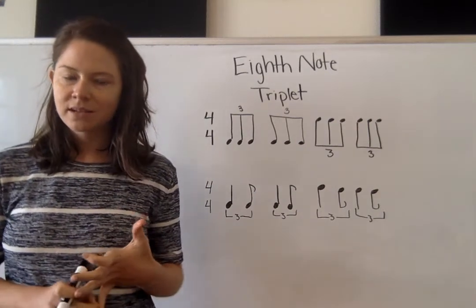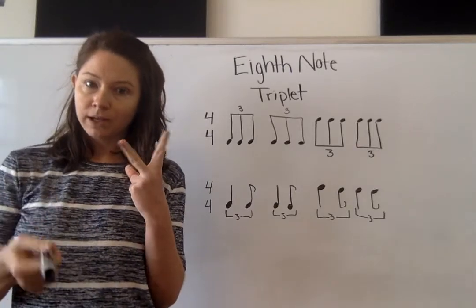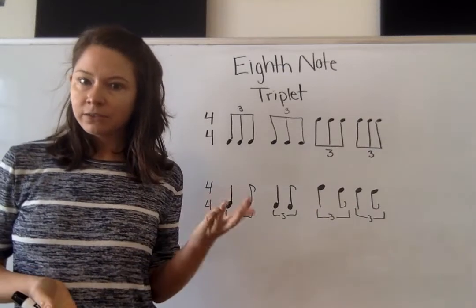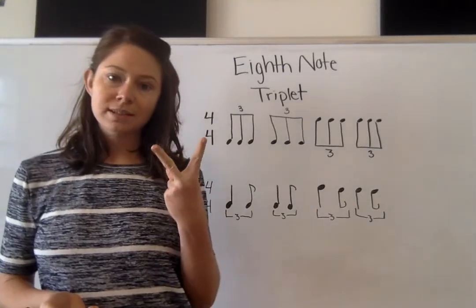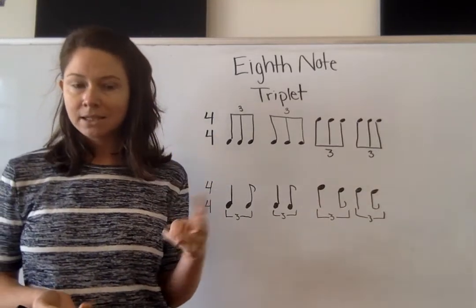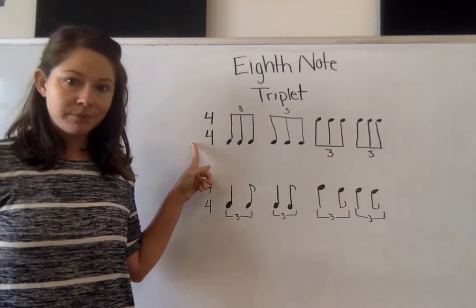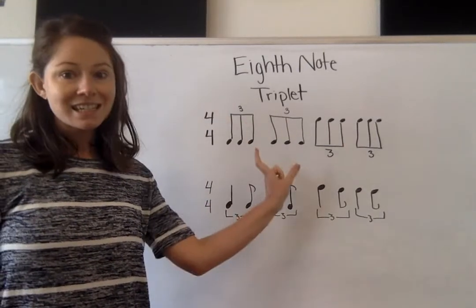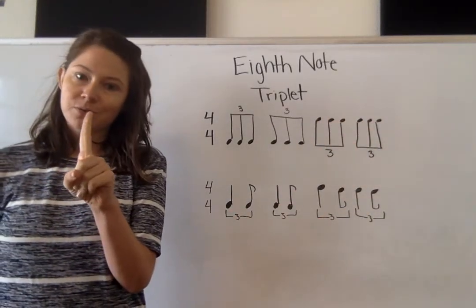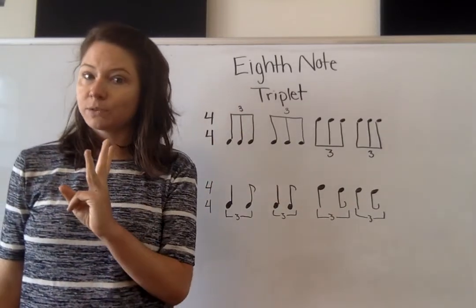Eighth note triplets. So just like in eighth notes when you have two sounds per beat, 1 and 2 and, triplets are eighth notes, but now instead of just two sounds per beat, you have three sounds per beat. So if we take a look at my first example, it's in 4/4 time, and each set of triplets gets one count.